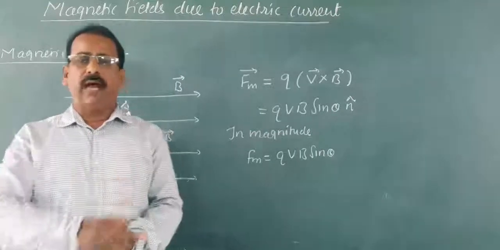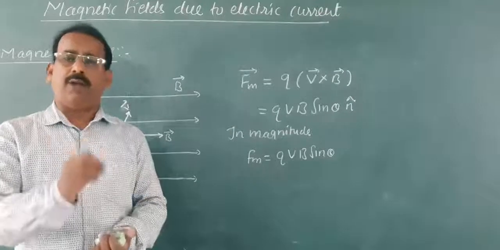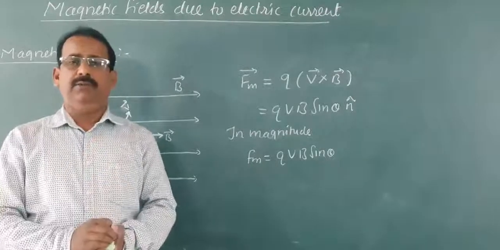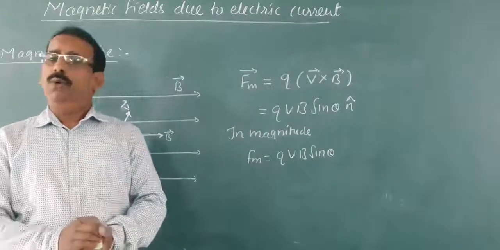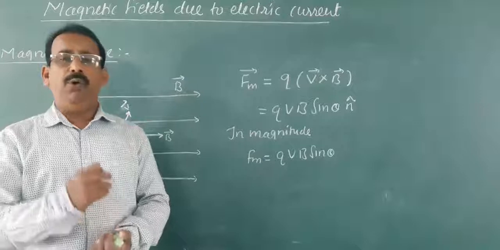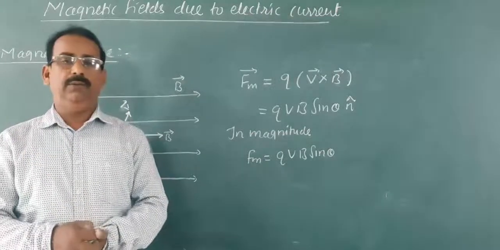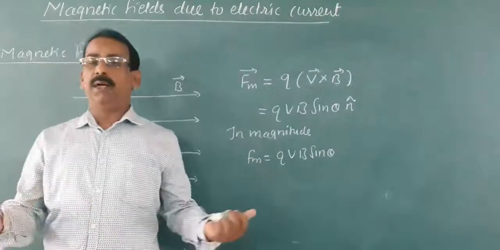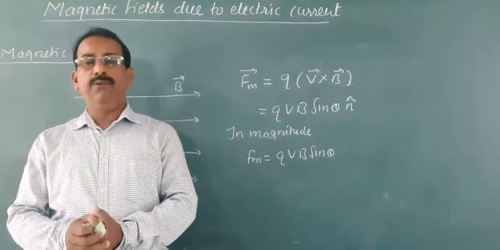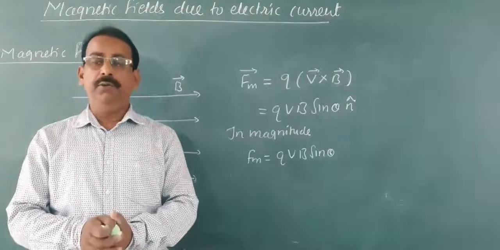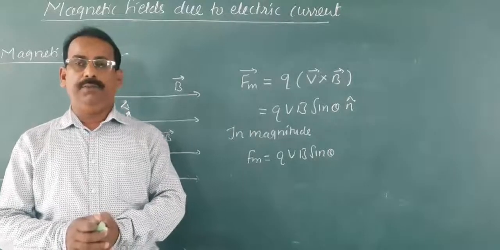we can say that the maximum magnetic force acts on the charged particle. Maximum magnetic force acts on an electric charge only when it moves in a direction perpendicular to the magnetic field.